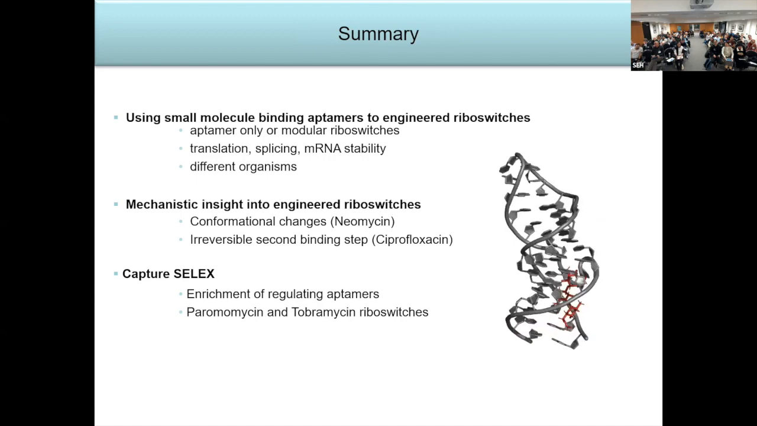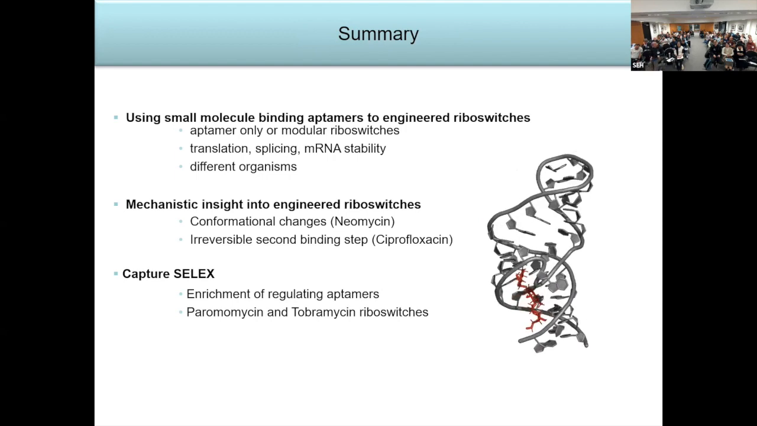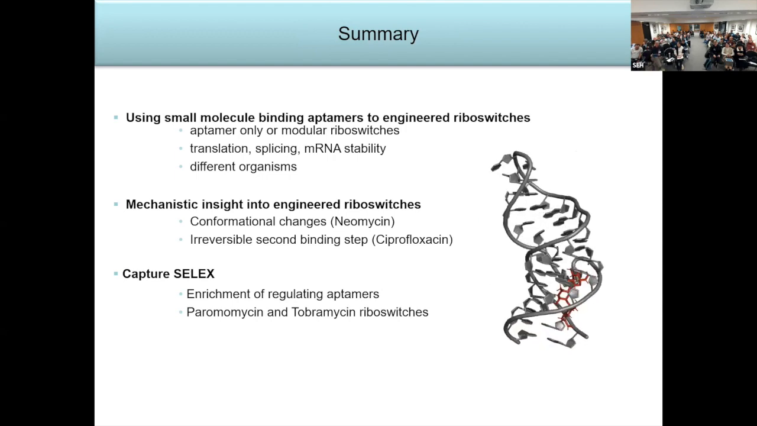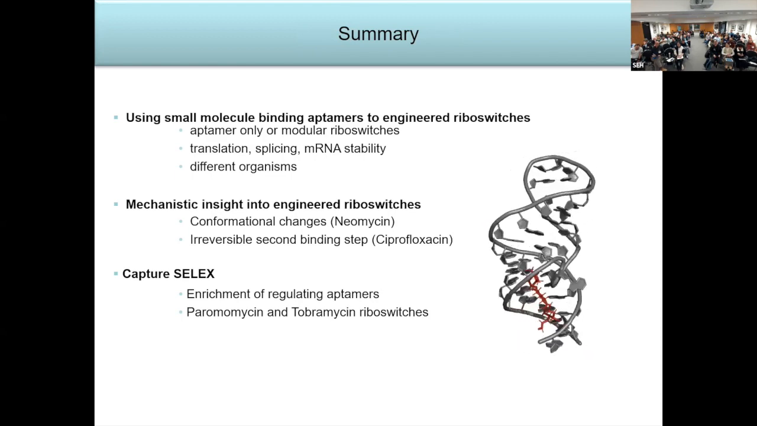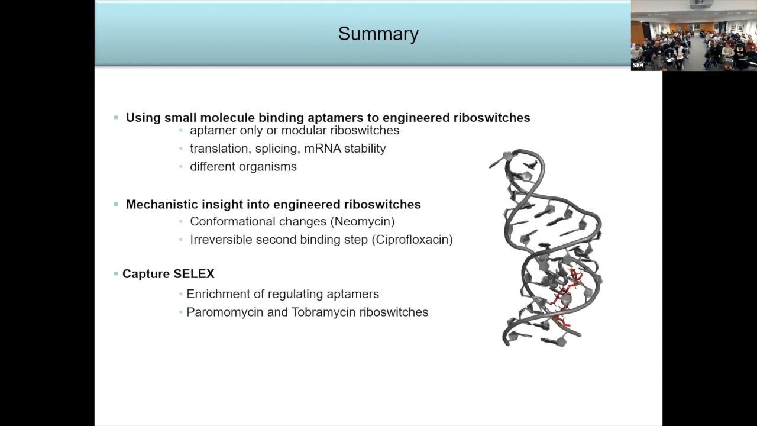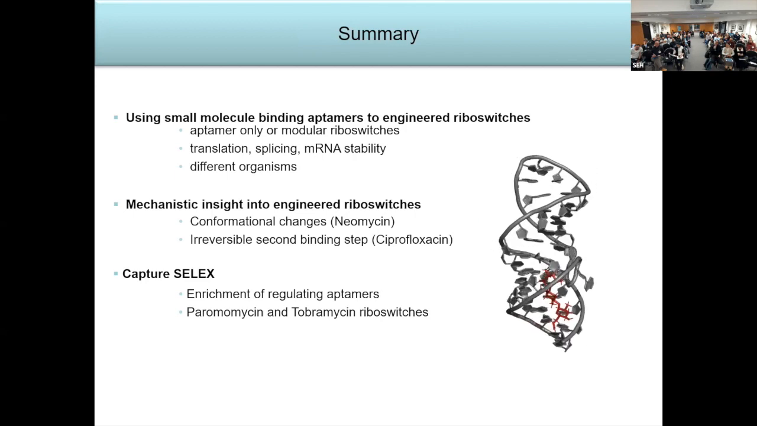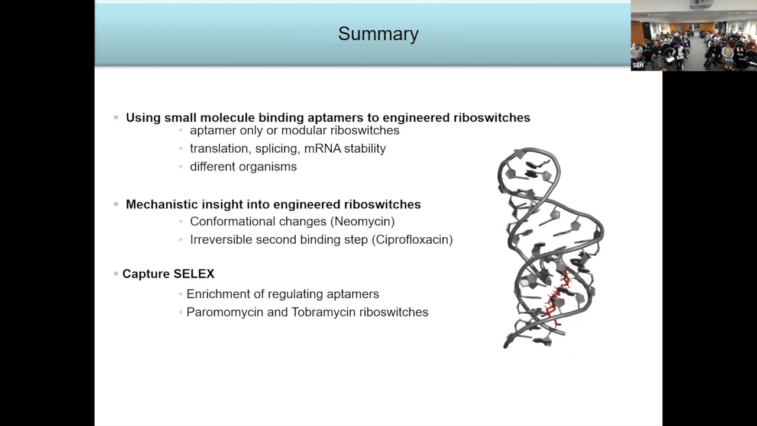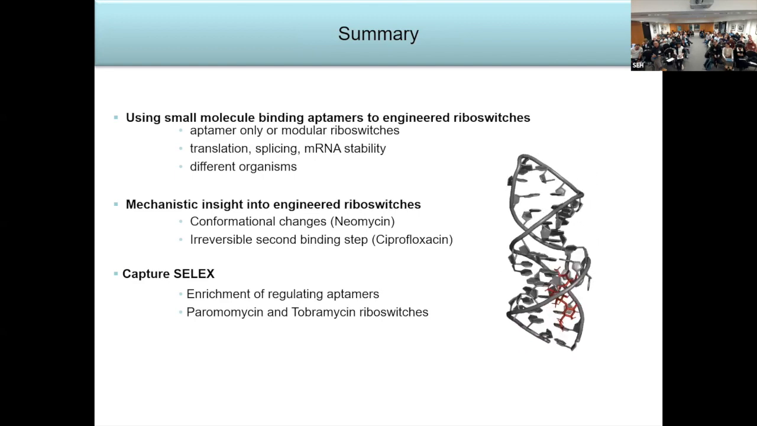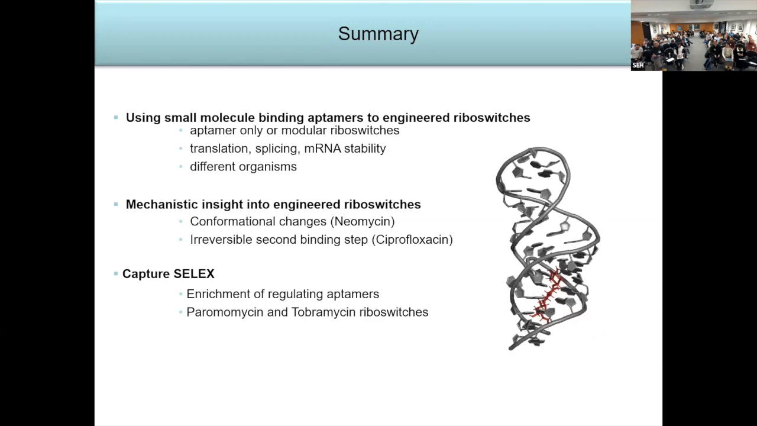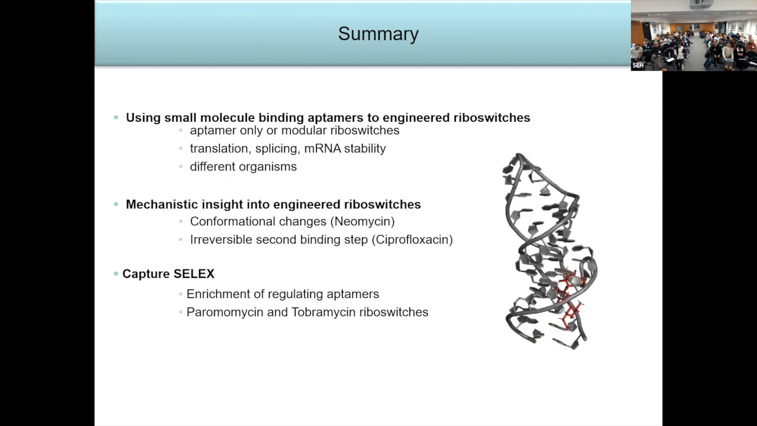Short summary. I hope I could convince you that aptamers are really cool tools to engineer riboswitches and control gene expression at different RNA levels. I gave you some mechanistic insights into how these regulating aptamers work. And for us, with the capture SELEX, we were able to find new aptamers really fast. But to be honest, we could not find aptamers against any of our beloved targets. So there is, of course, always this chance of not finding an aptamer.